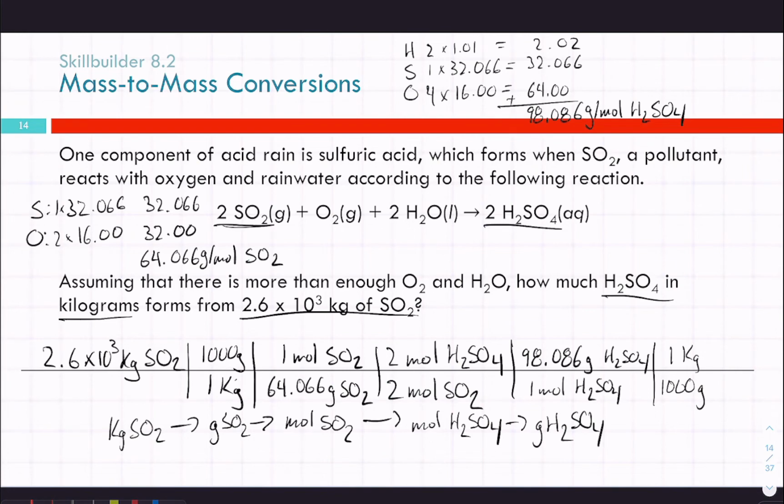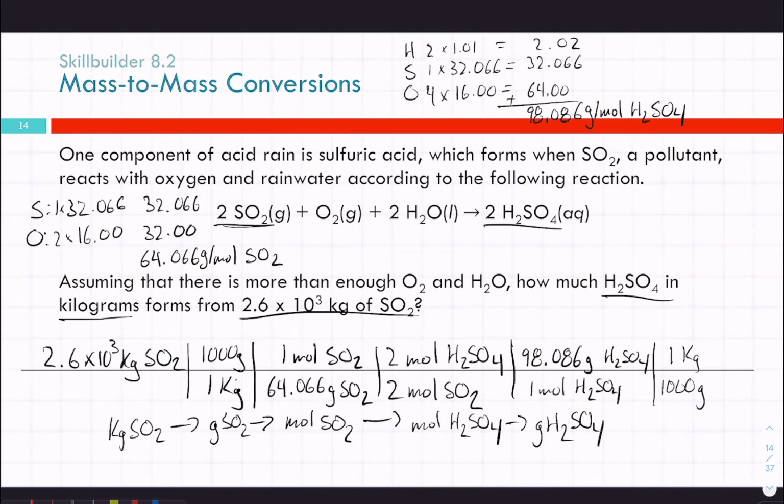Similarly, because we have a molar ratio of 2 to 2, that also reduces to 1. So we're going to multiply by 2 and then divide by 2. So if you know what you're doing, there are some shortcuts that you can take. So I'm going to take those shortcuts. But even if you don't take those shortcuts, we should end up at the same answer.